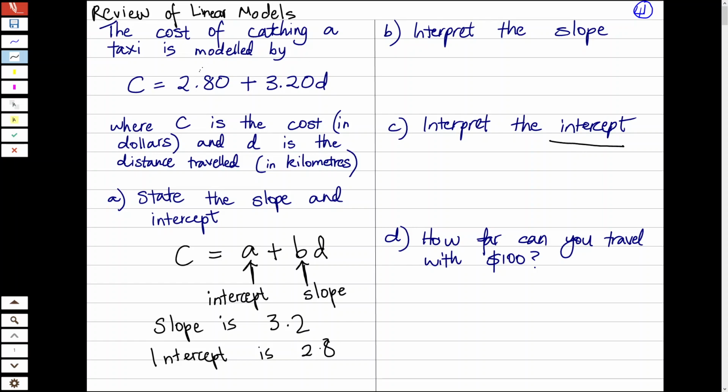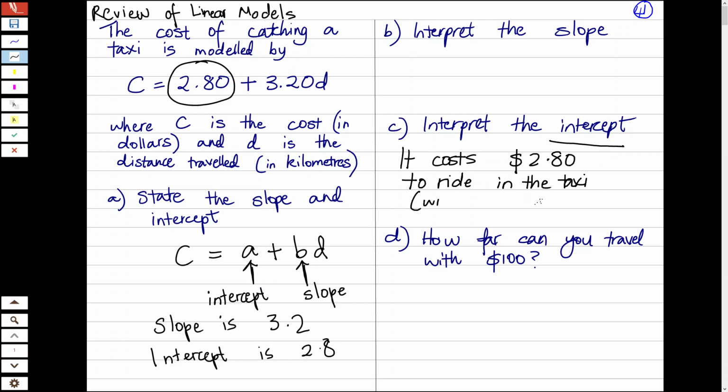What is the meaning of this number 2.8? It means how much it will cost you to start. Yeah, it costs $2.80 to ride in the taxi without traveling any distance.